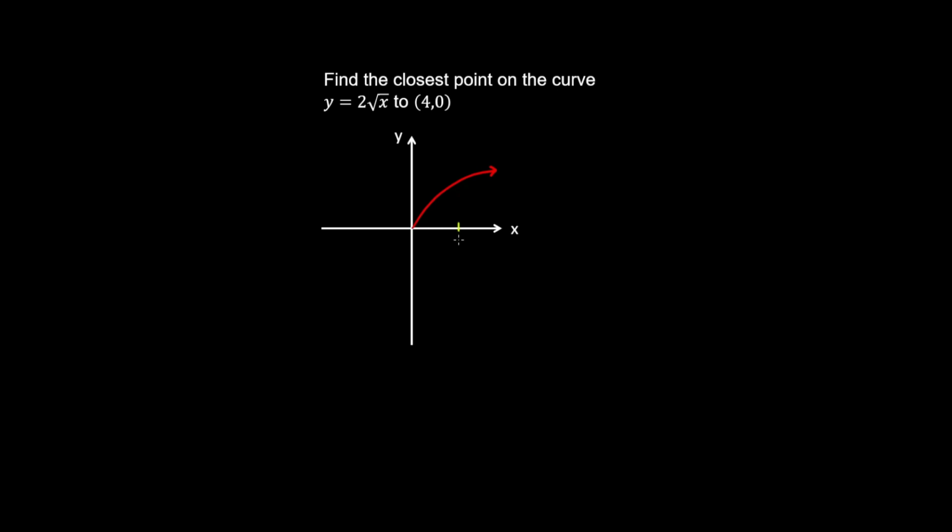Let's find the closest point on this curve to the point (4, 0). The squared distance between some point on this curve to this point over here, we can obtain by Pythagoras. So that will be (x minus 4) squared plus y squared. And we can substitute for y to get this as a function of one variable. So we get (x minus 4) squared plus (2 root x) squared, which is plus 4x.